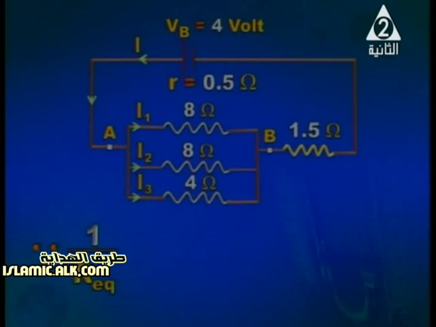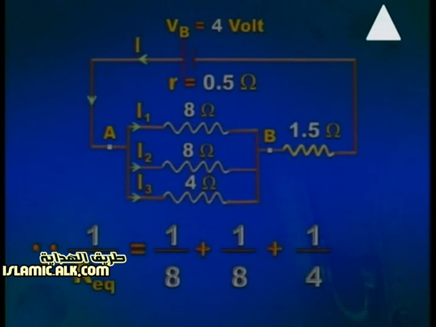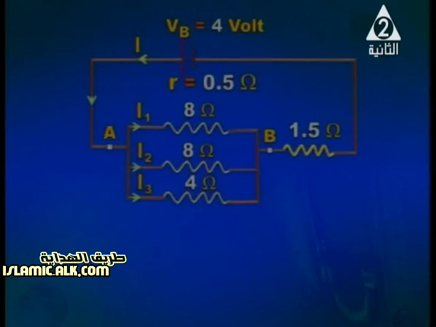First of all, we'll calculate R equivalent of the parallel group. So 1 over R equivalent of 8, 8 and 4, it is 1 over 8 plus 1 over 8 plus 1 over 4. Now I am calculating R equivalent of the 3 resistors connected in parallel. 1 over 8 plus 1 over 8 plus 1 over 4 is equal to 1 over 2. So R equivalent is 2 ohm.